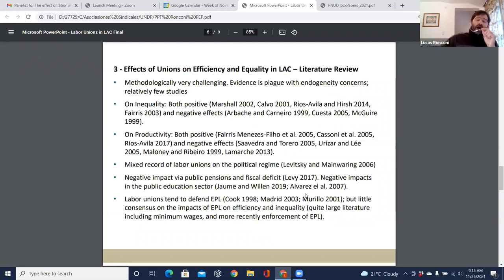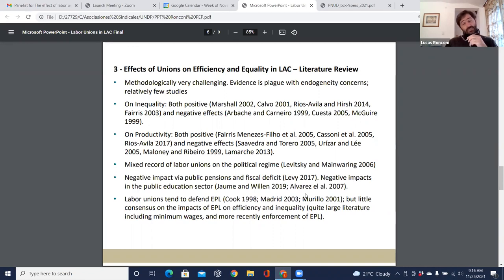So let me move on now. I made an effort to summarize the empirical literature, and let me say three things. First, I want to congratulate people who have been trying to estimate a causal effect of unions on efficiency or on equality, because this is methodologically very challenging. The industrial relations systems in Latin America not only vary across countries, but they have characteristics that make it not easy to estimate a causal effect.